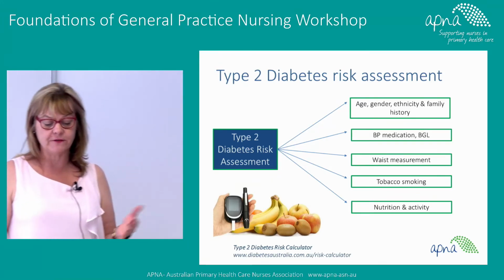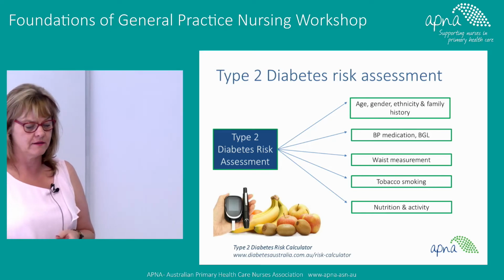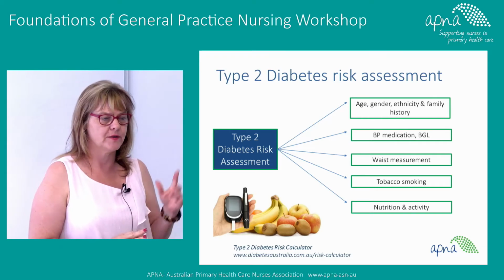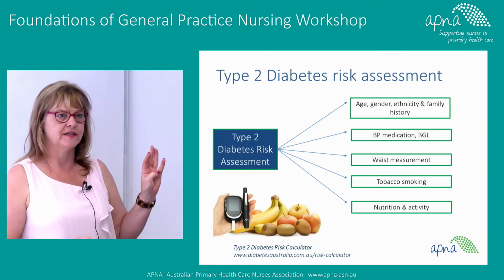So this is relevant for your 40 to 49 assessments. You can do a diabetes risk assessment from 40 to 49, every 3 years.